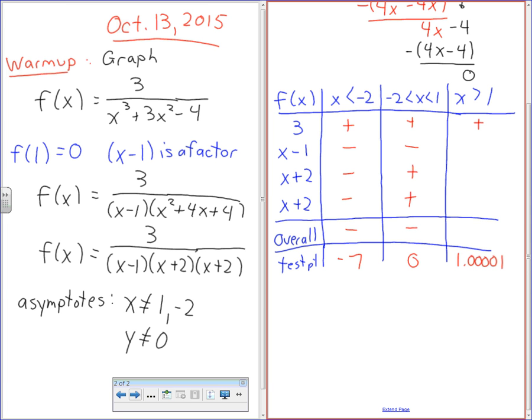Don't they always alternate, Mr. Sadler? No, they do not in grade 12. Okay, so you have to do the chart. Right, that's a double root. And finally, 1.001 minus 1 is going to be a very small plus and plus and plus. So it's a big plus.